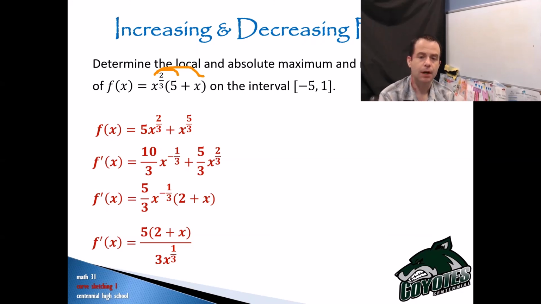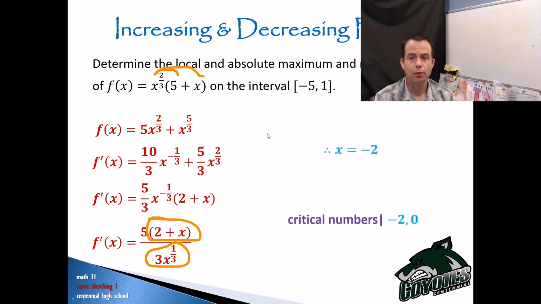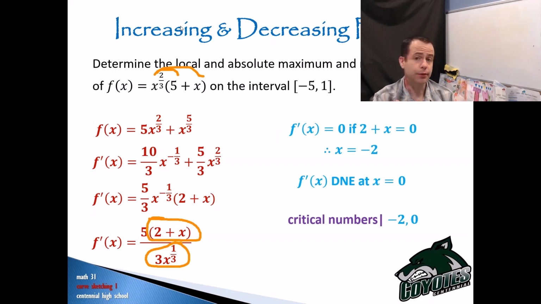It doesn't matter. I'm looking for when the derivative is 0 or when the derivative is non-existent. I know the derivative is non-existent because of this guy down here. X can't be 0, because if x was 0, I'd end up with a 0 on the bottom, so it doesn't exist at x equals 0. So that's a critical number. And then I know that I'll get 0 when x is -2. So I have two critical numbers here, one at -2 and one at 0.